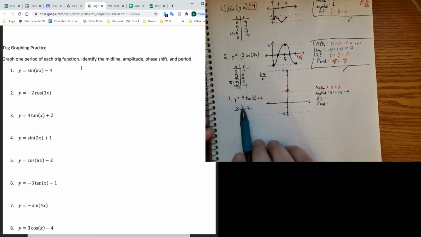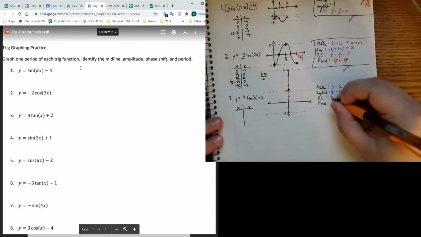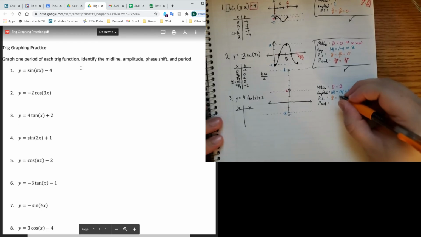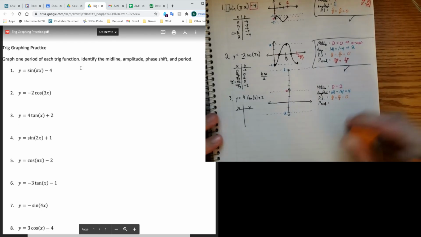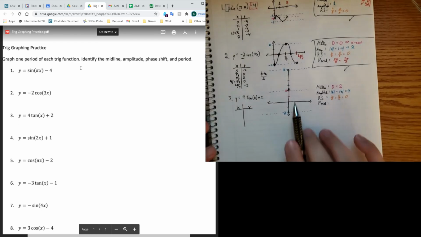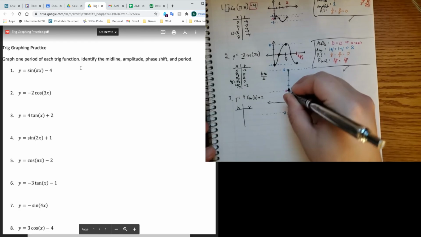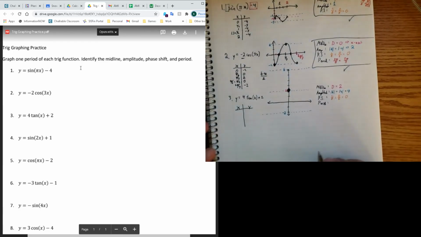Okay, next, we have 4 tangent of x plus 2. Let's identify our phase shift. The phase shift is based upon the value of c over b. In this case, my value of c is 0, my value of b is 1, which means my phase shift is 0. Now, tangent, its first dot is on the phase shift, that's the x value, and then on the midline, that's its y value. And so this tells me that my first dot needs to go right there. Big dot. Easy to see.